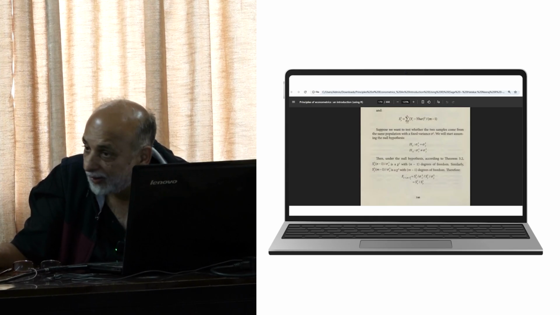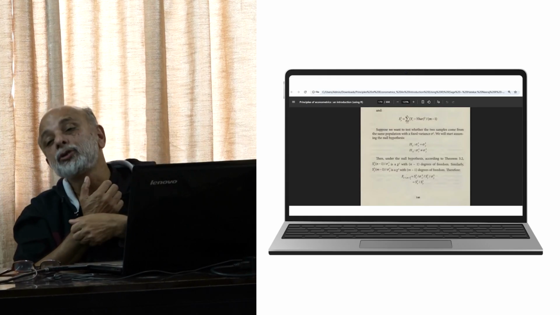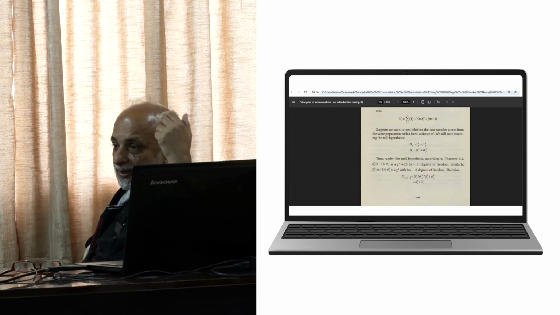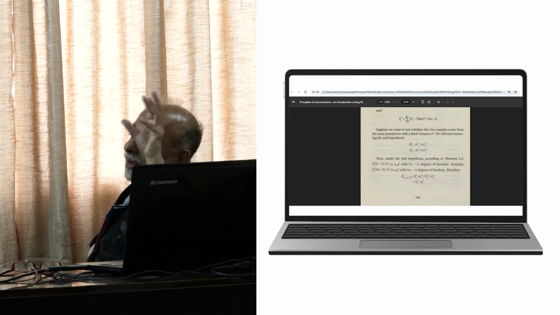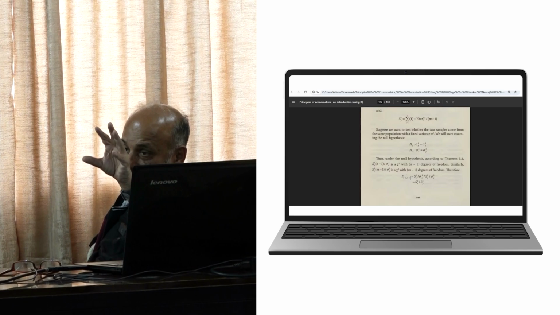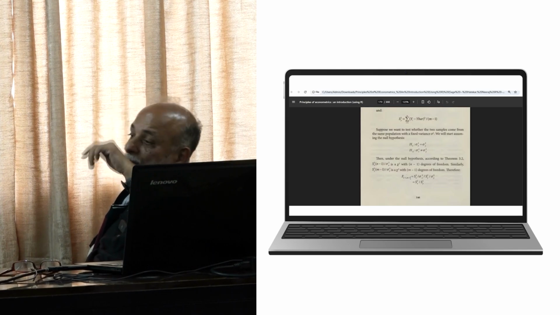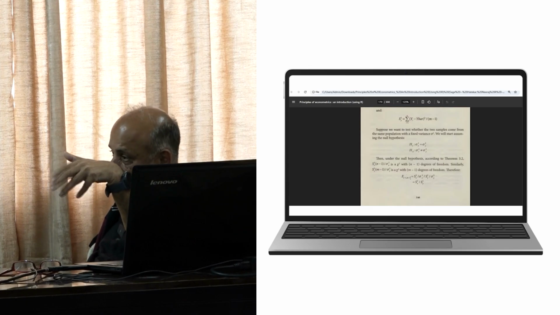So again, when do you use the F test? When you want to compare two population variances. When do you use the chi-square test? When you want to test a null hypothesis about a population variance. There is one population, you have taken a sample of some size, you want to test some hypothesis about the population variance, you will use the chi-square test.